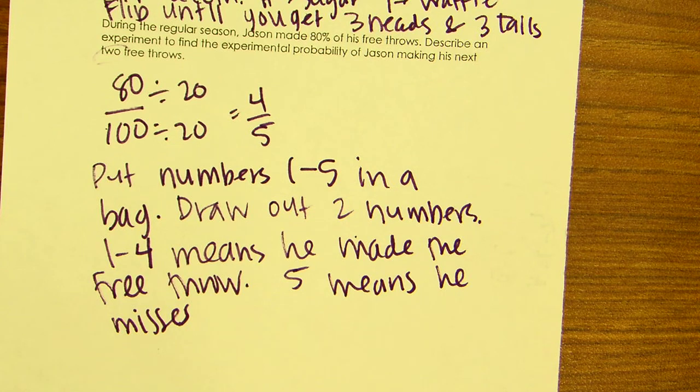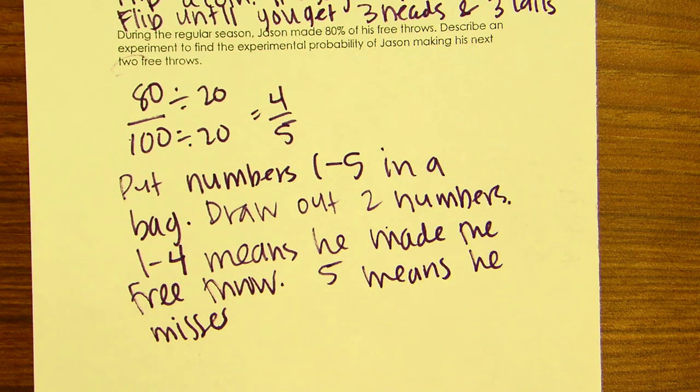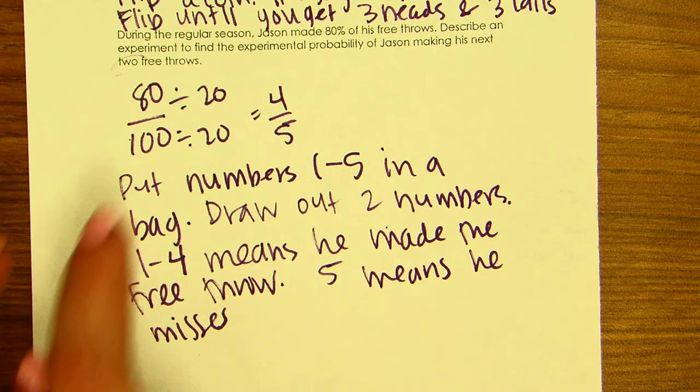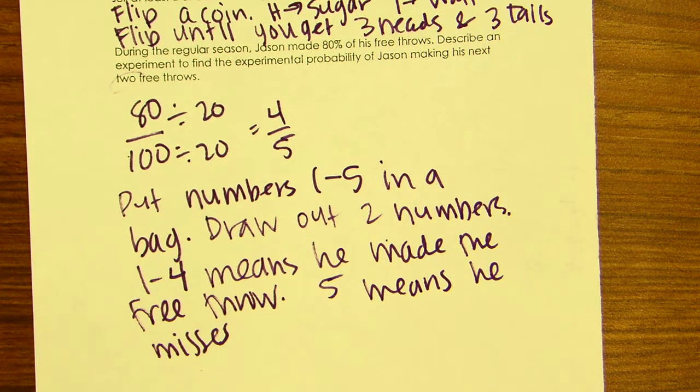For your submission to this video, I want you to design a different simulation for this situation. So something else you could do that would give him an 80% chance of making his free throw. So you don't have to do numbers in a bag. You could do a spinner. You could do something else that has an 80% chance of him making a free throw and a 20% chance that he'll miss it. So just type that into the box and then hit submit when you're done.